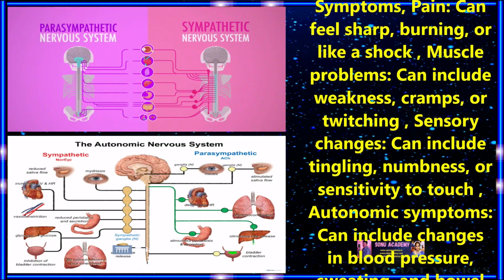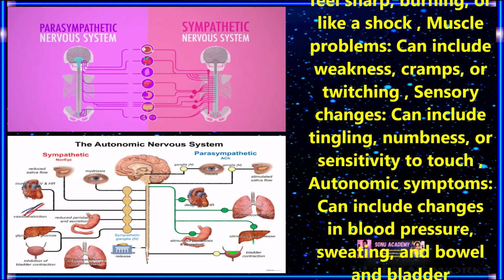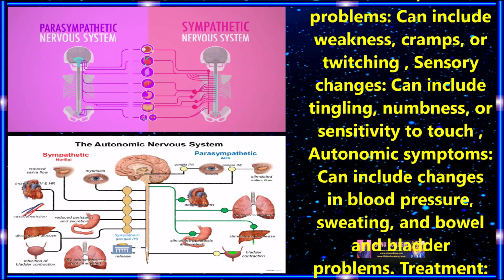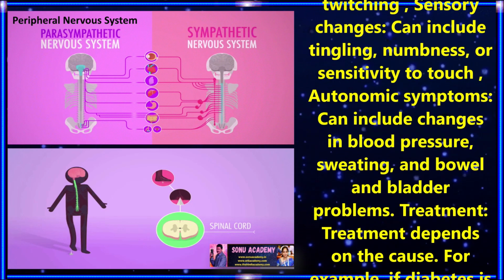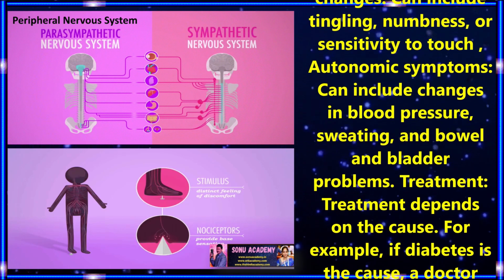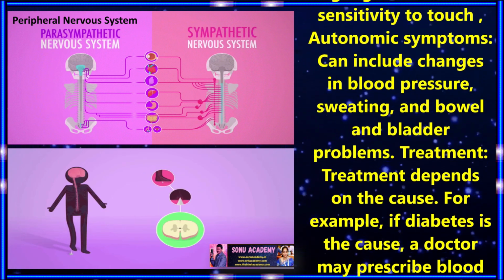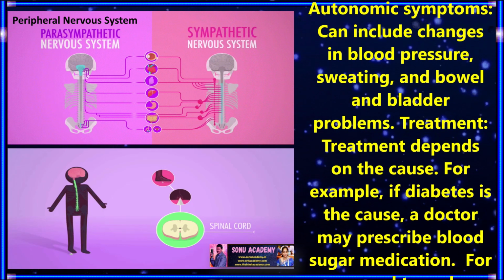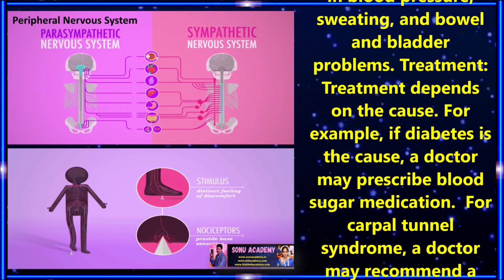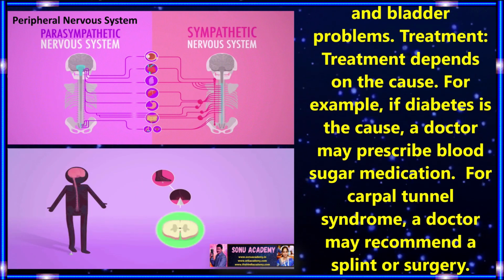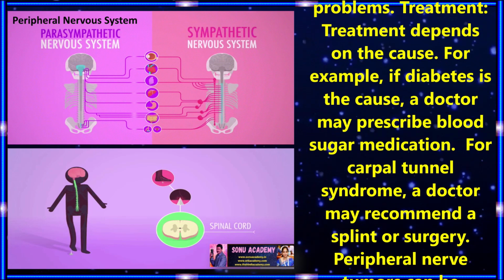Symptoms of peripheral nerve system disorders: pain, which can feel sharp, burning or like a shock; muscle problems, which can include weakness, cramps, and twitching; sensory changes, which can include tingling, numbness, and sensitivity to touch; and autonomic symptoms, which can include changes in blood pressure, sweat, and bowel and bladder problems.